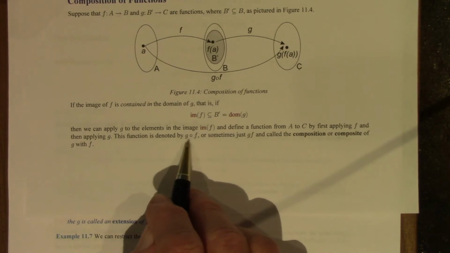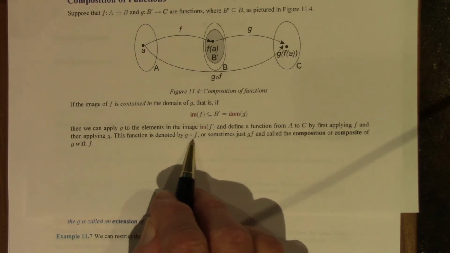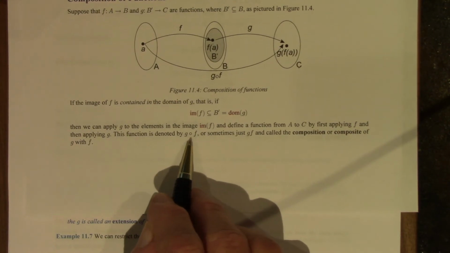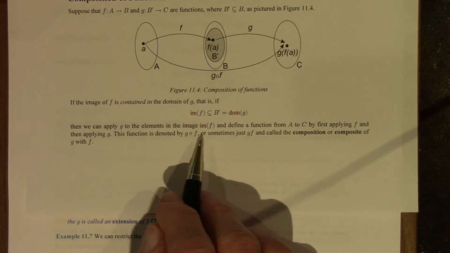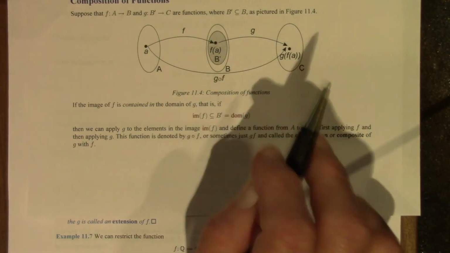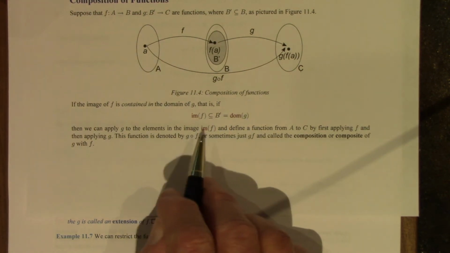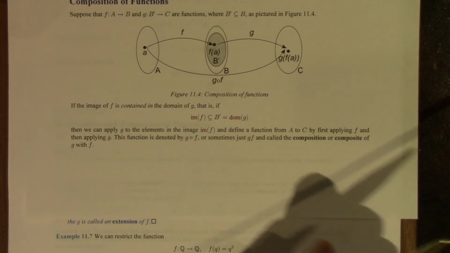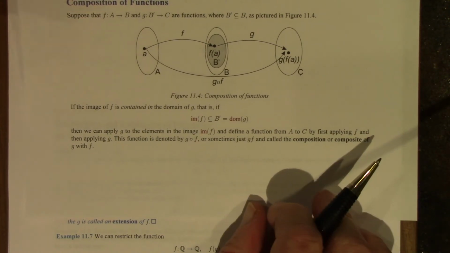And you have to be careful about order here. G circle F is not the same as F circle G. In fact, oftentimes one will exist and the other won't even make sense. But there are times, for example, if A, B, B prime, and C are all the same set, then you can take the composition in either order. But that doesn't mean that they're the same. They're generally different.